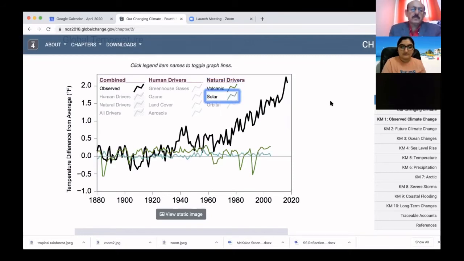We can turn on solar. Solar variability is something that we see changing on roughly 11-year periods with the sunspot cycle. So there's some wiggliness, but not really an overall shift.